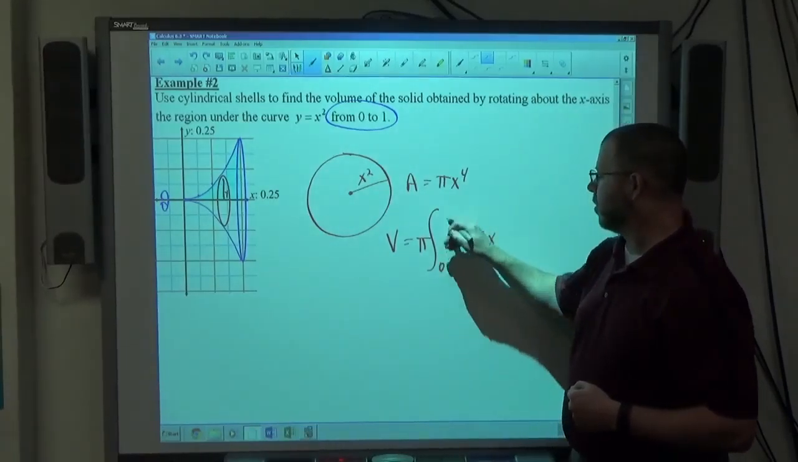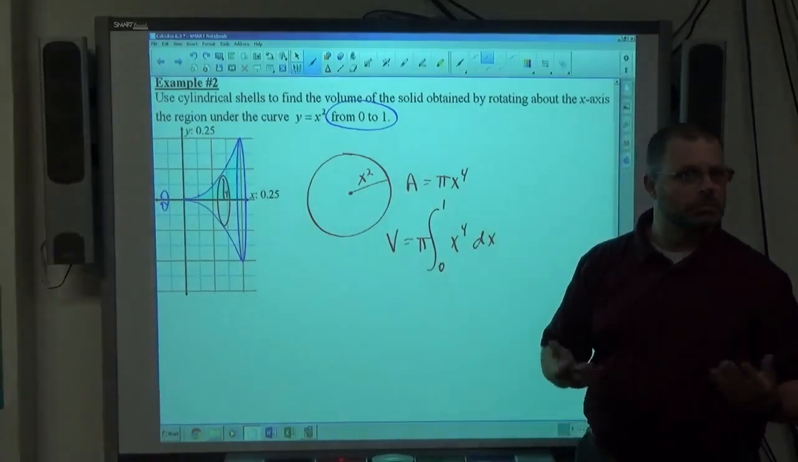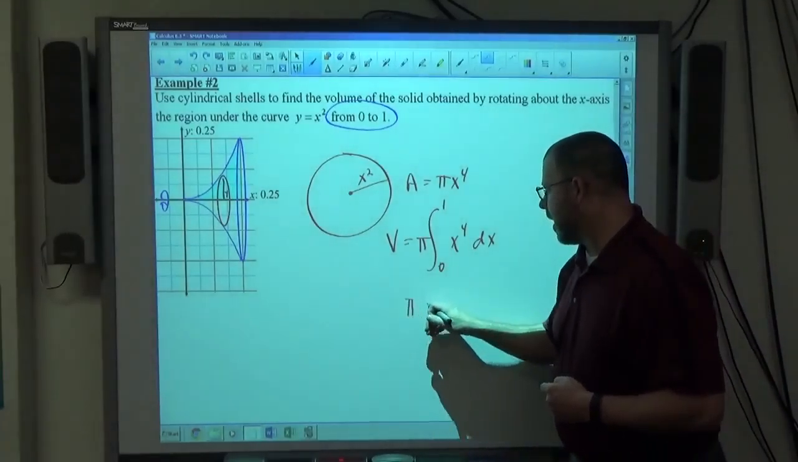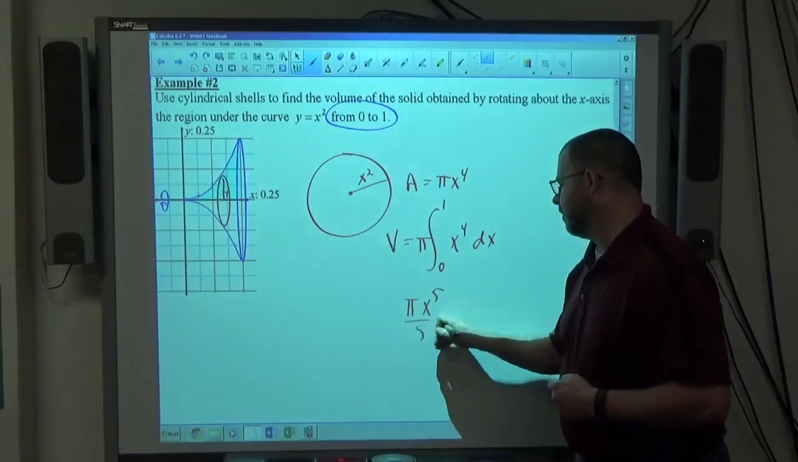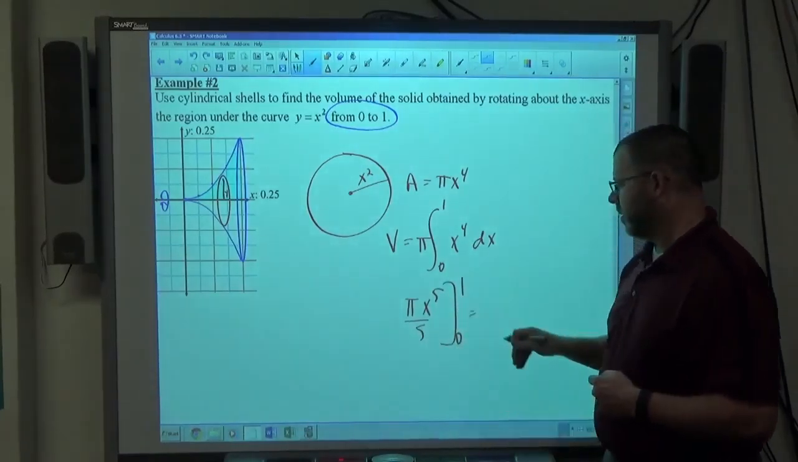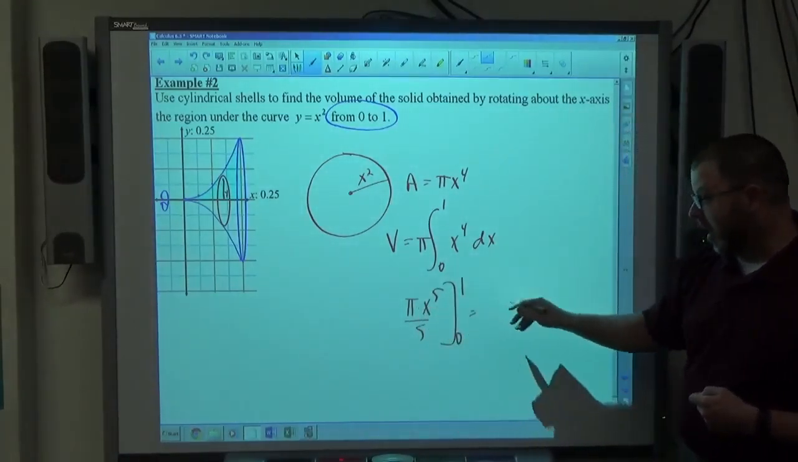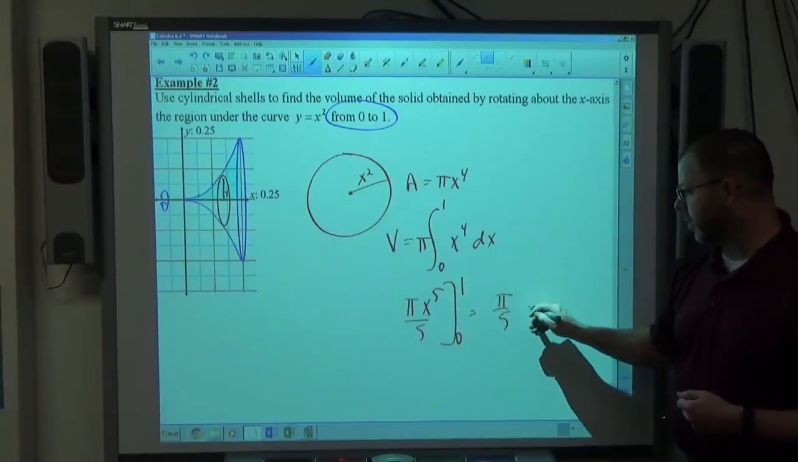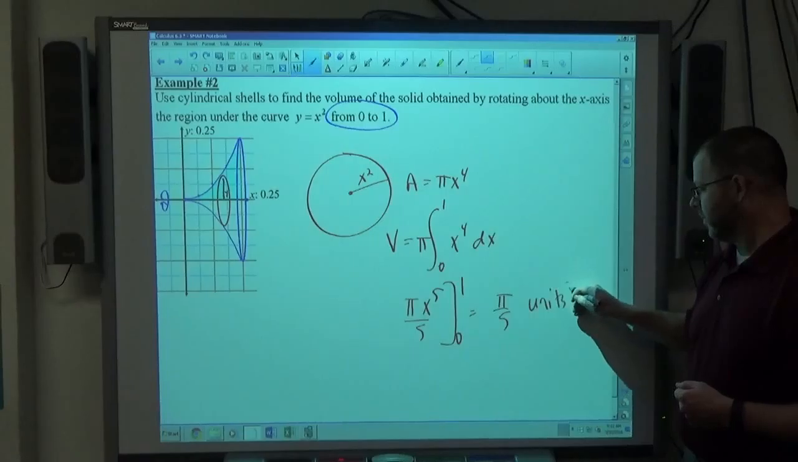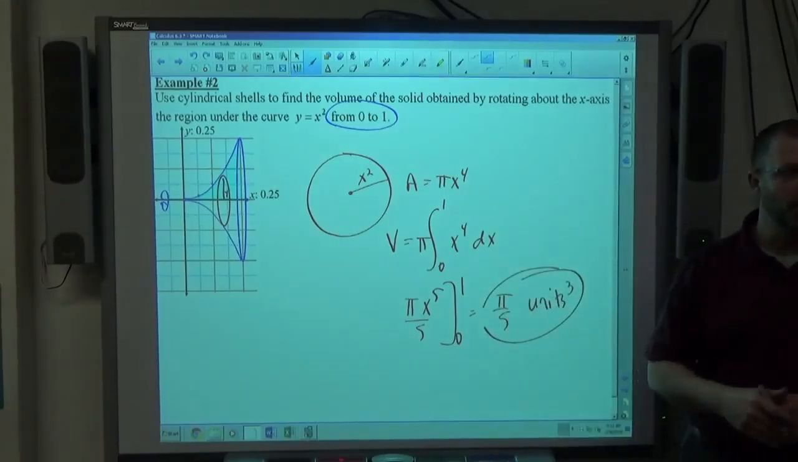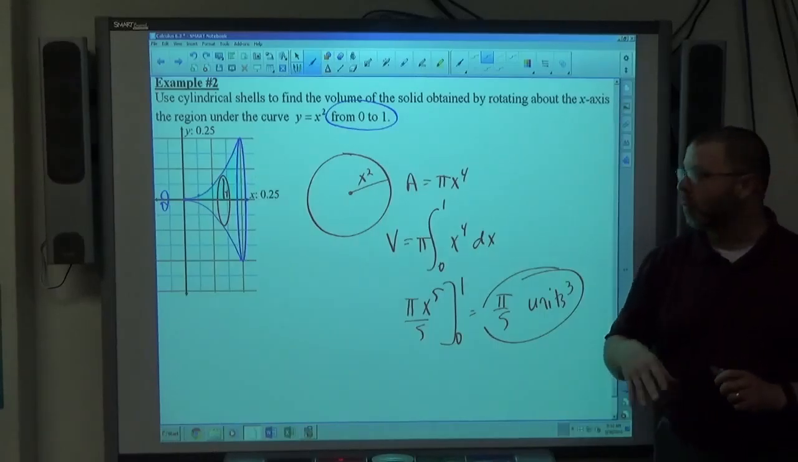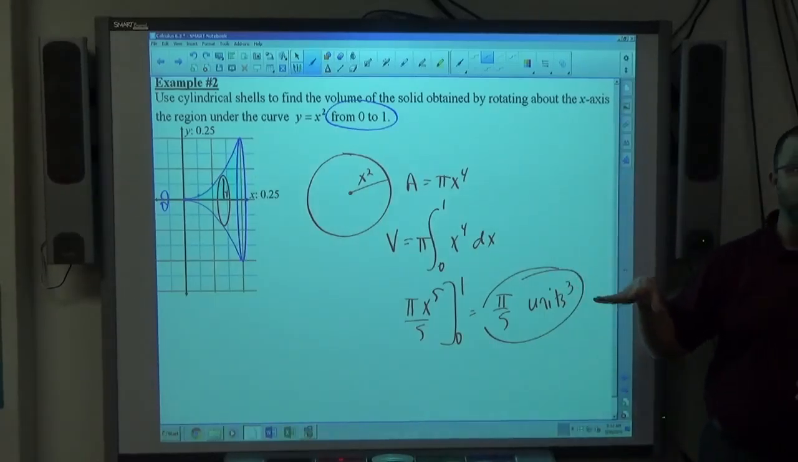We're starting at x equals 0, ending at x equals 1. And that would work, and that would get me pi x to the 5th over 5 from 0 to 1. Pi times 1 to the 5th, so pi over 5 minus 0, units cubed. When the washer method or disk method works, it's much easier. What we're going to get for the cylindrical shell method here is going to be pretty ugly.